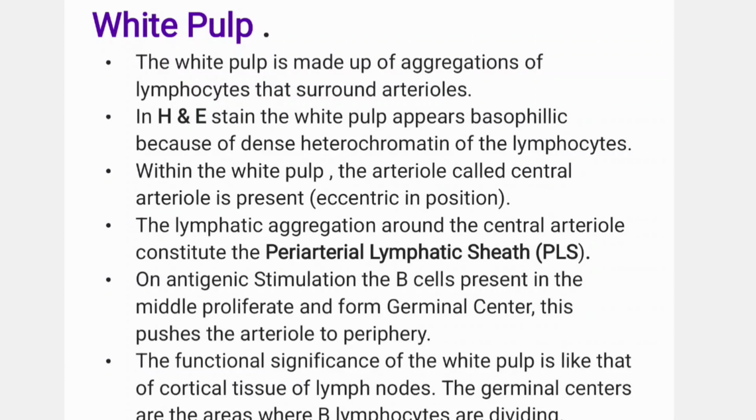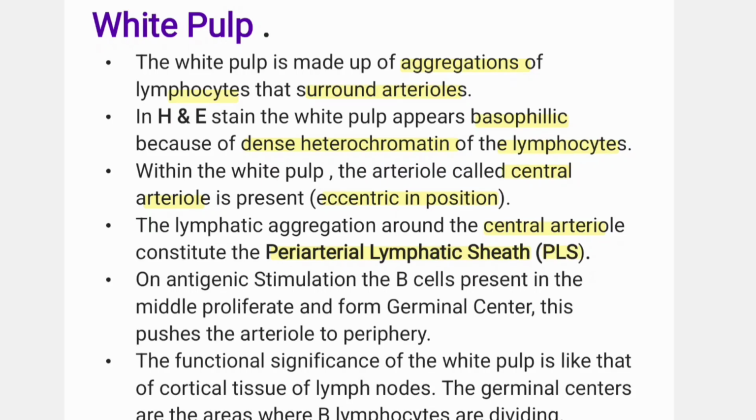White pulp. Now white pulp is made up of aggregations of lymphocytes that surround the arterioles. In the H&E stain, the white pulp appears basophilic because of dense heterochromatin of the lymphocytes. Within the white pulp, the arteriole called the central arteriole is present, and the position of the arteriole is eccentric, that is, it is not in the center of the white pulp, it is a bit away from the center. The lymphatic aggregation around the central arteriole constitutes the periarterial lymphatic sheath or the PLS.